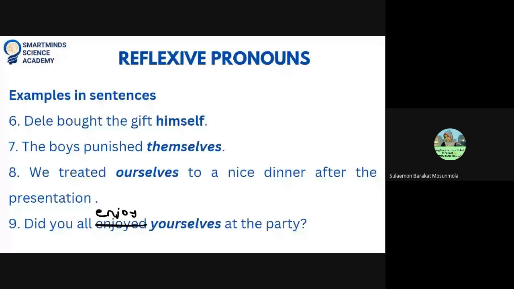Okay, so when you use did to form a question in the past tense, the main verb should be used, not the past form of the verb. Just use the main verb. The main verb is the base form of the verb, the present form. You all enjoy yourselves at the party.